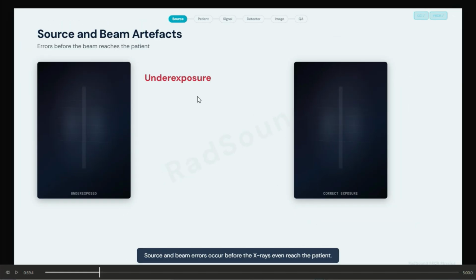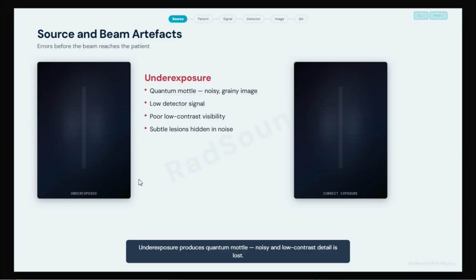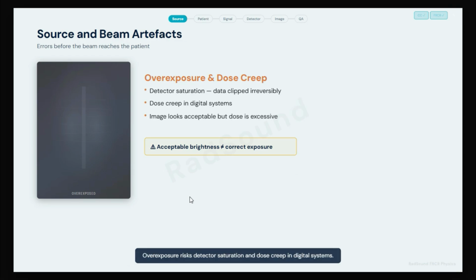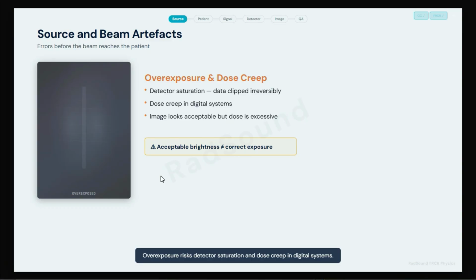We can have underexposure. In underexposure, the appearance will be a grainy image. With underexposure, we get an image that is noisy and grainy, and we cannot make a diagnosis. Otherwise it will be overexposure. In overexposure, the detector exposure index should be around 0 for perfect imaging. Talking about the problem artifacts that might arise from the source.